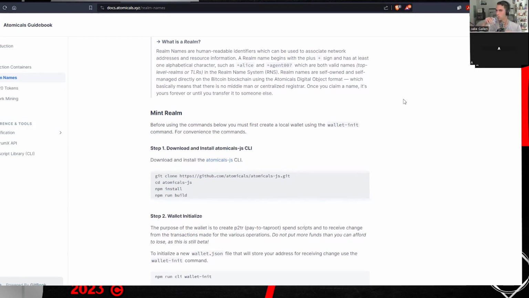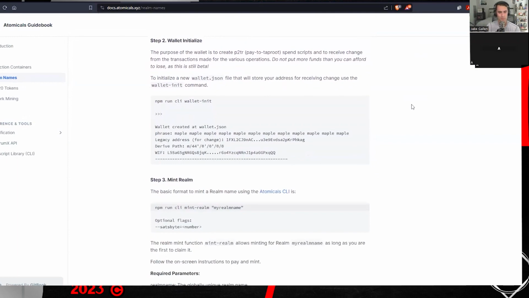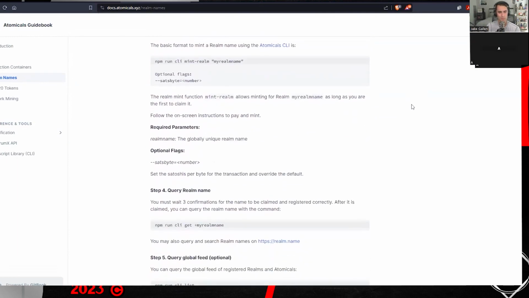It's powered by Bitcoin. There's no central team. There isn't. There's just a protocol. And so, for example, the name plus Alice is just an atomical NFT underneath. You can attach files, websites, cryptocurrency addresses, zone records, like to host websites or your social media profiles.